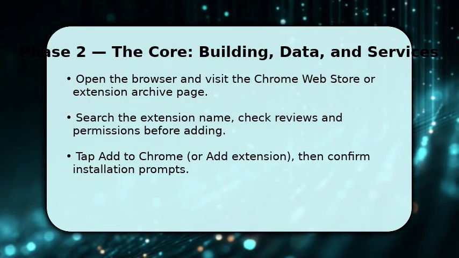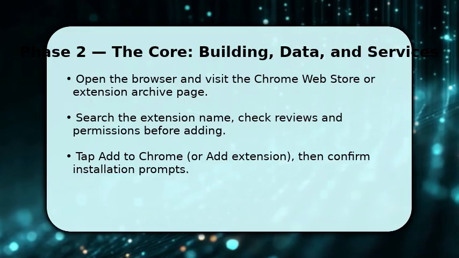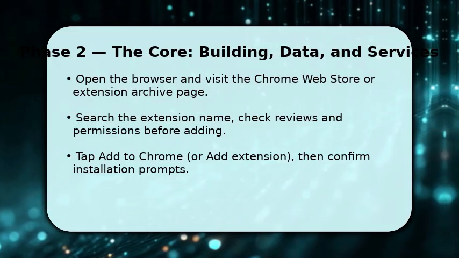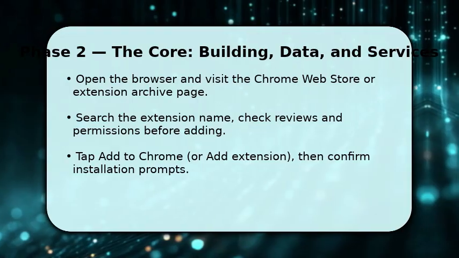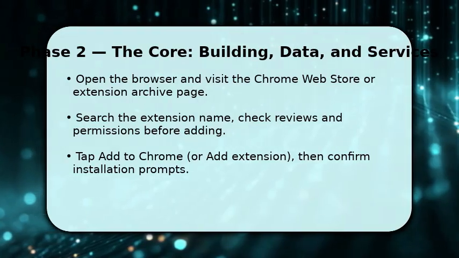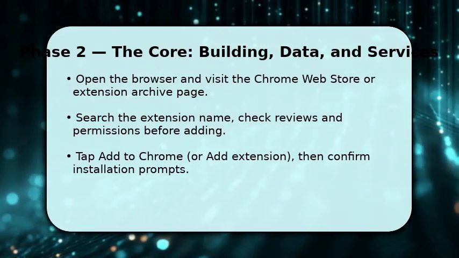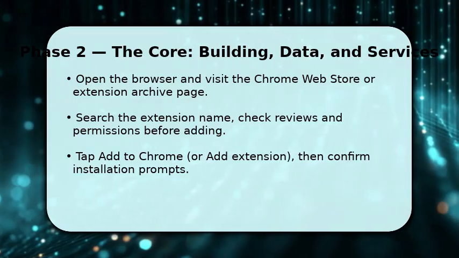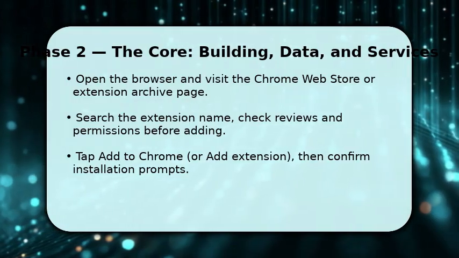In the compatible browser, go to the Chrome Web Store and search for the extension you need. Once you find it, read permissions and reviews to understand what data it accesses and why. Tap Add to Chrome or Add Extension. Confirm any prompts the browser shows.